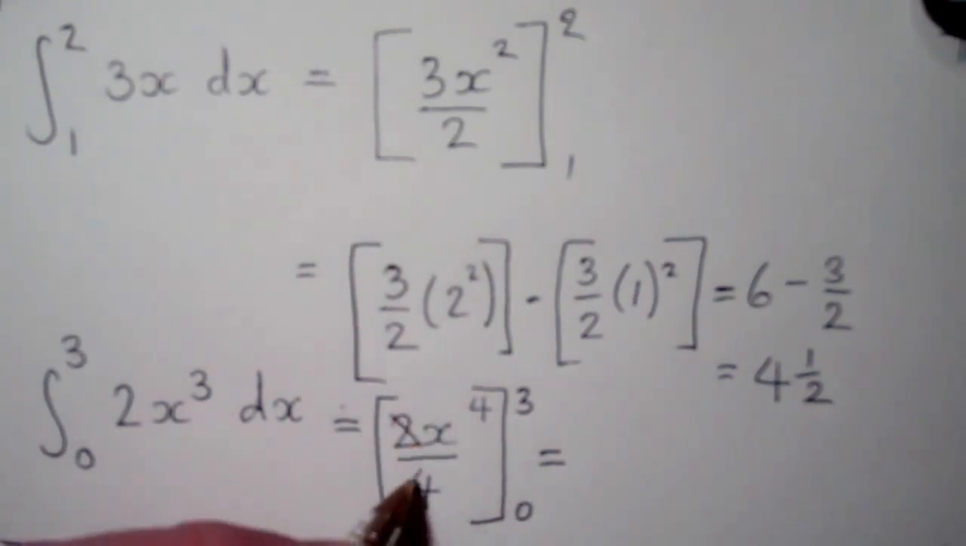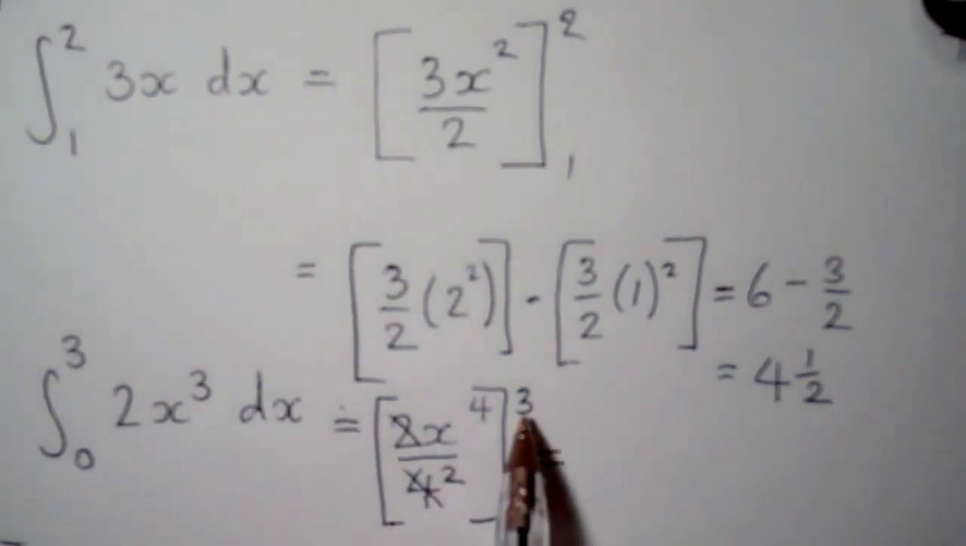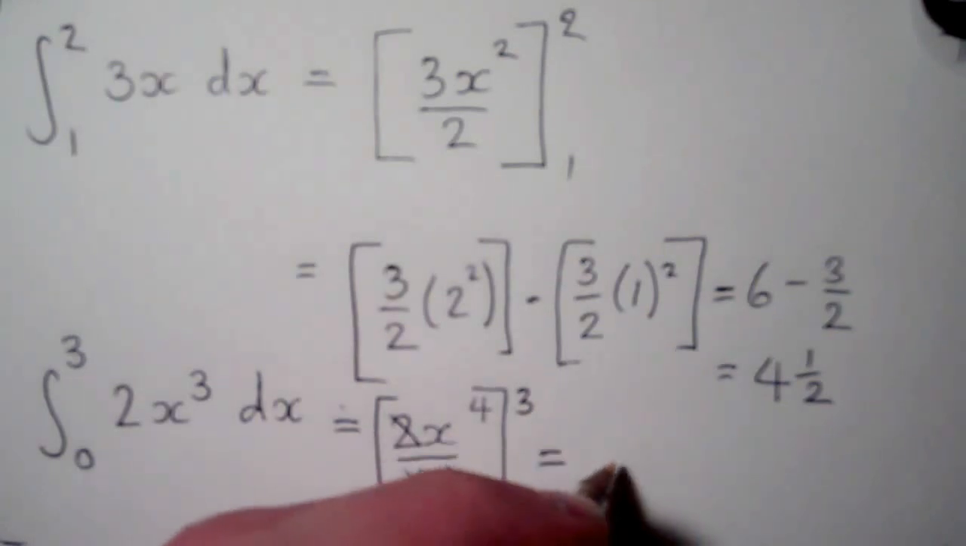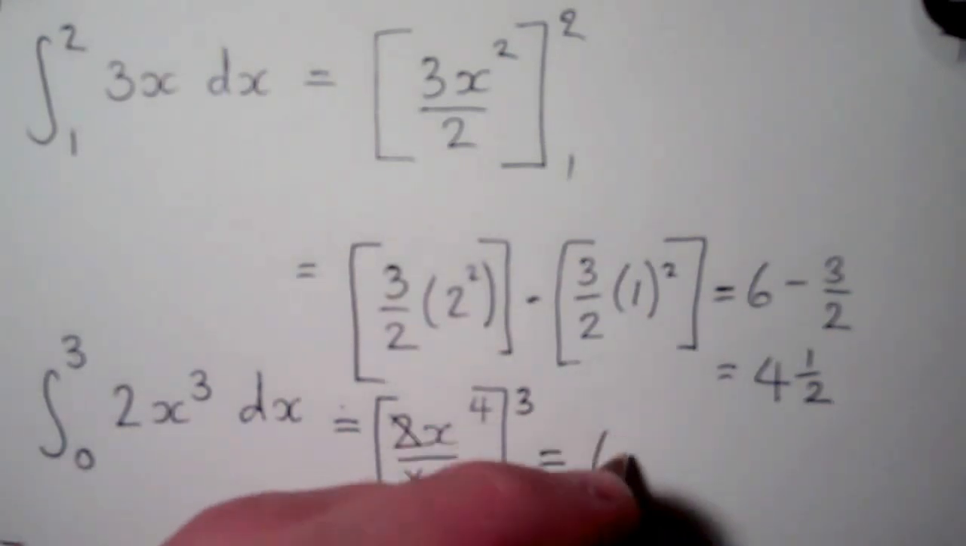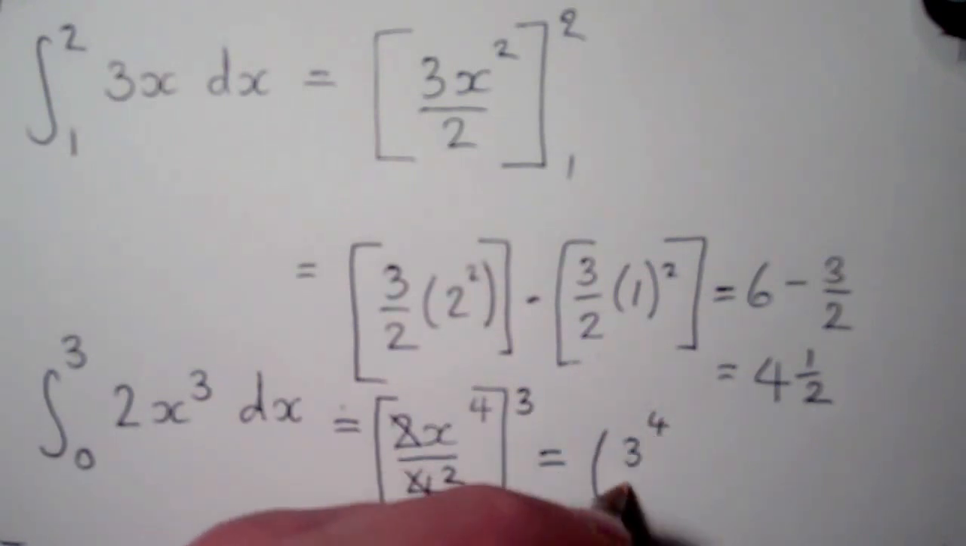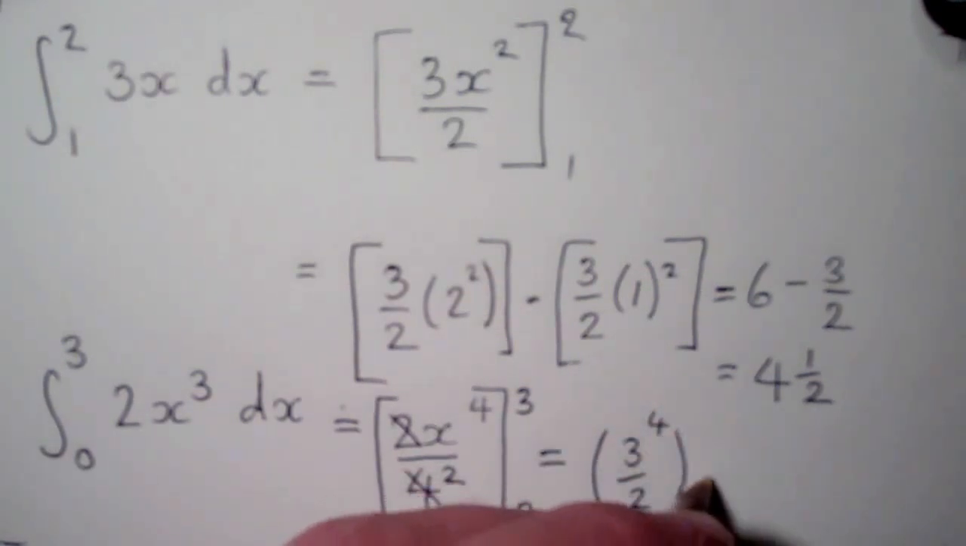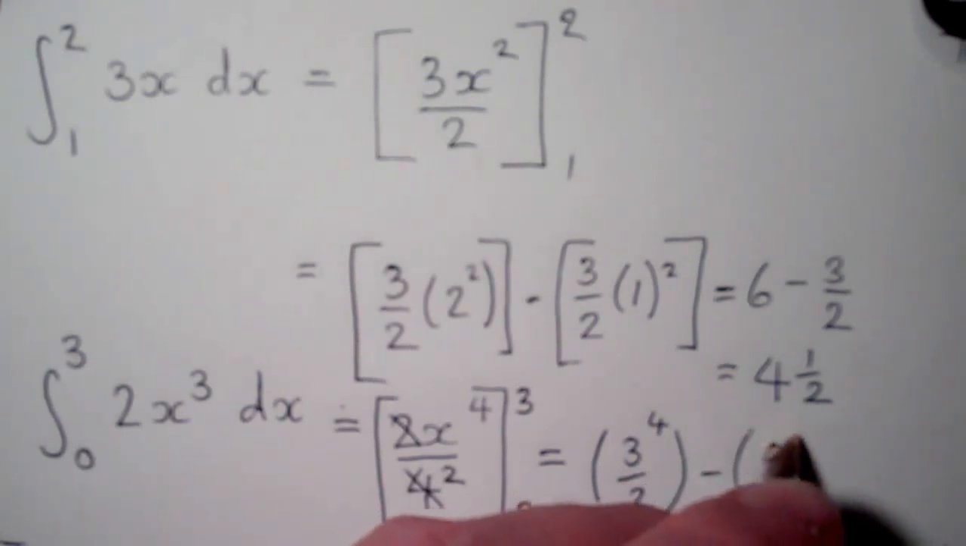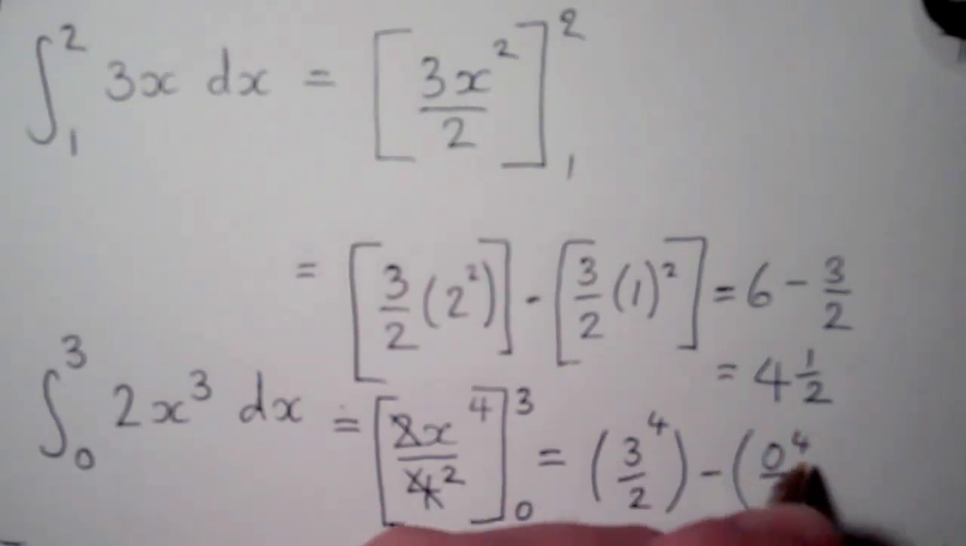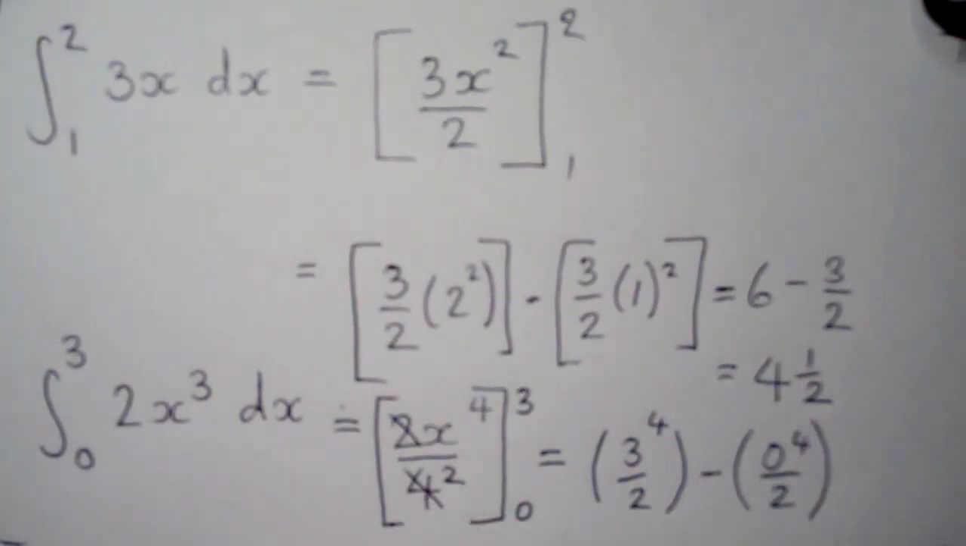So we just do that here. I'll cancel that and cancel that, and there's a 2. So I've got x to the power 4 over 2. Now, I'll put 3 in first. So here I'm going to have 3 to the power 4 over 2, minus 0 to the power 4 over 2. And obviously this whole thing here is 0, because 0 to the 4 is 0, divided by 2 is still 0. So I'm only interested in this 3 to the 4 over 2.